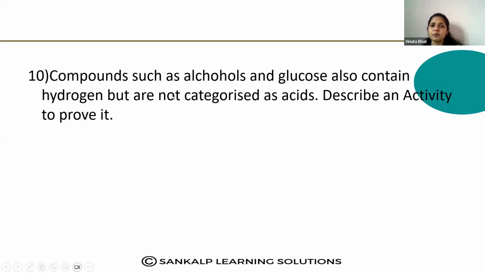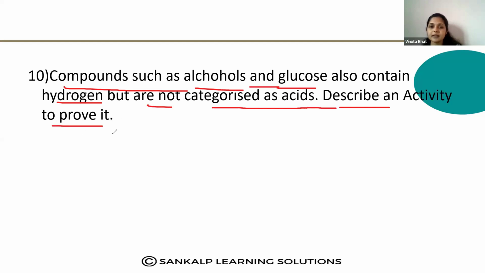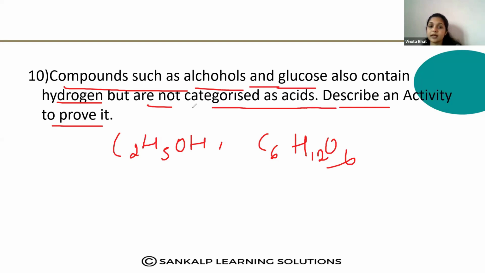Next question. Compounds such as alcohols and glucose also contain hydrogen but are not categorized as acid. Describe an activity to prove it. Here, the alcohols, for example, C2H5OH ethanol, or glucose C6H12O6, are not categorized into acids. So they contain hydrogen, but they are not acids.